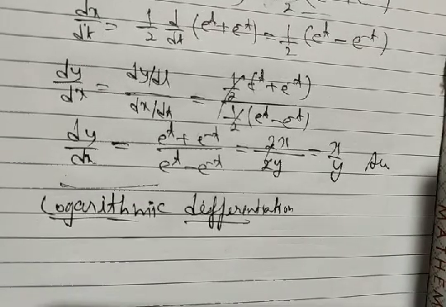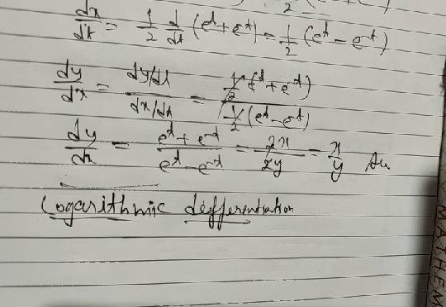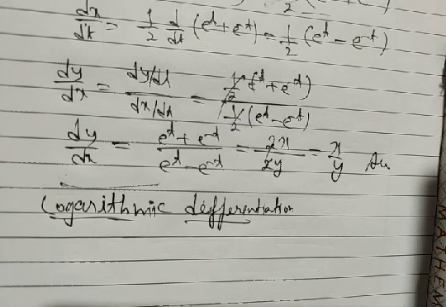The process of taking a logarithm before differentiation is called logarithmic differentiation. What I want to say is that when the function consists of a single term which is a variable raised to a variable power, we first take a logarithm and then we differentiate it.